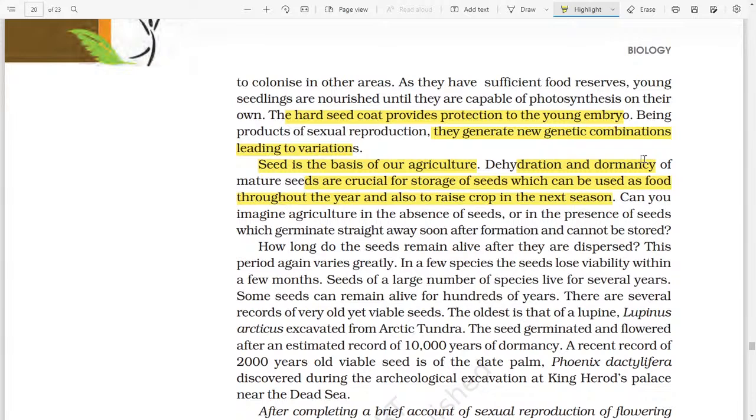In a few species, the seed loses viability within a few months. Seeds of a large number of species live for several years. Some seeds can remain alive for hundreds of years. Several records of very old and viable seeds exist. The oldest is Lupinus arcticus, excavated from the Arctic tundra. The seed germinated and flowered after an estimated record of 10,000 years of dormancy.